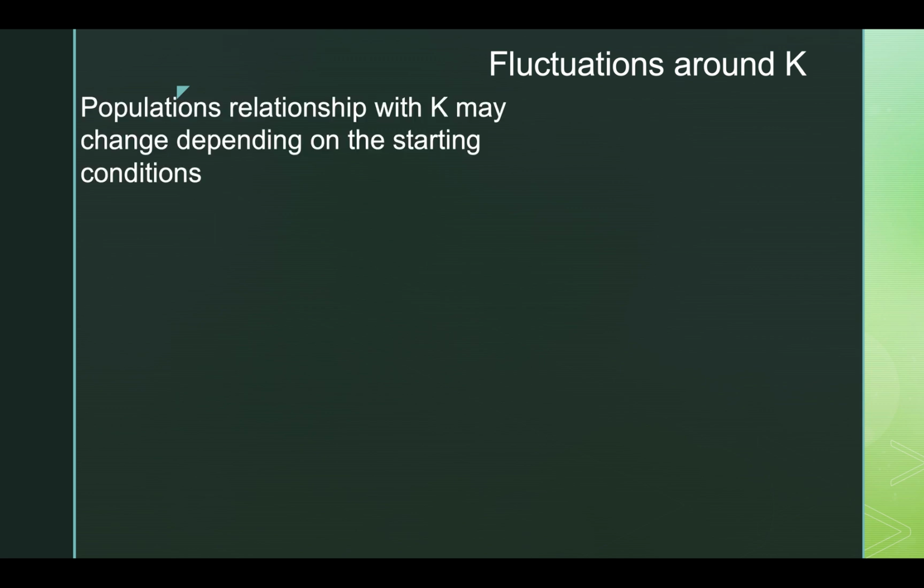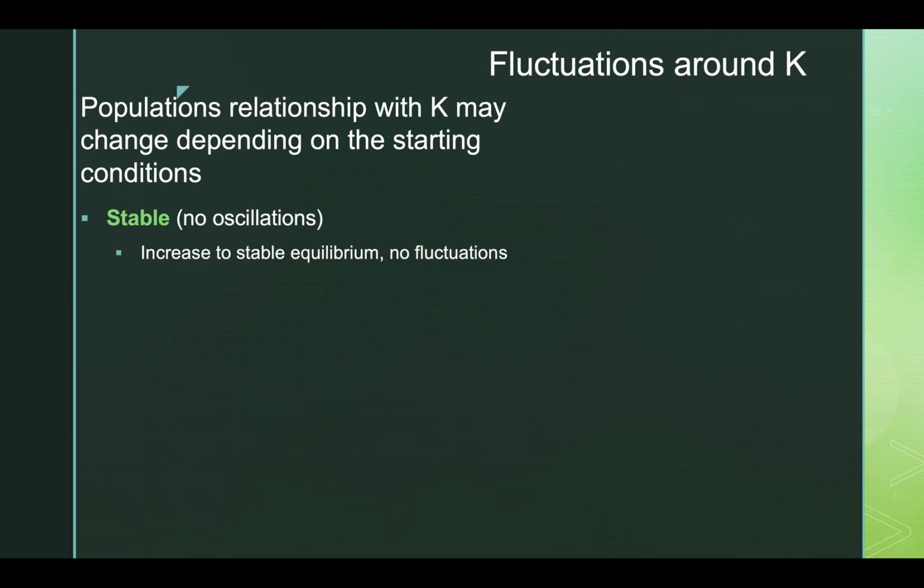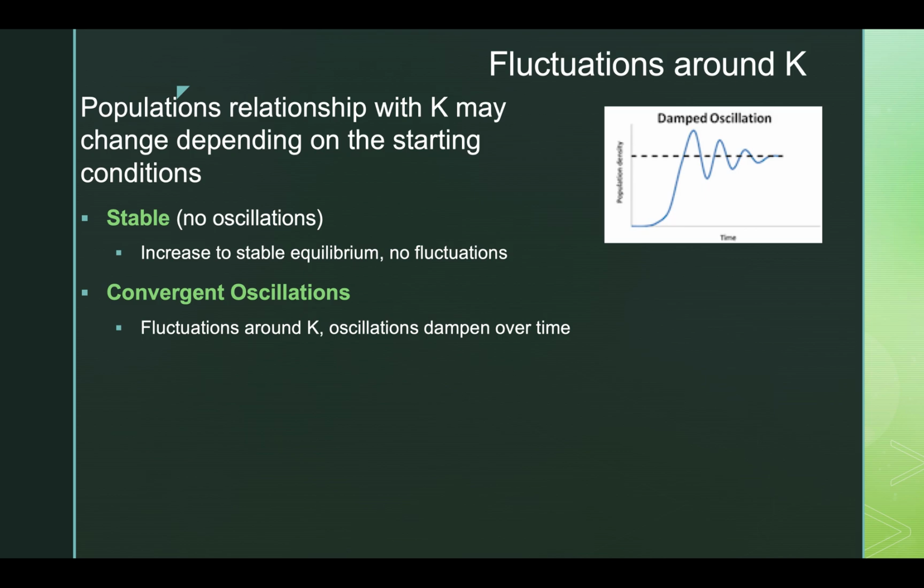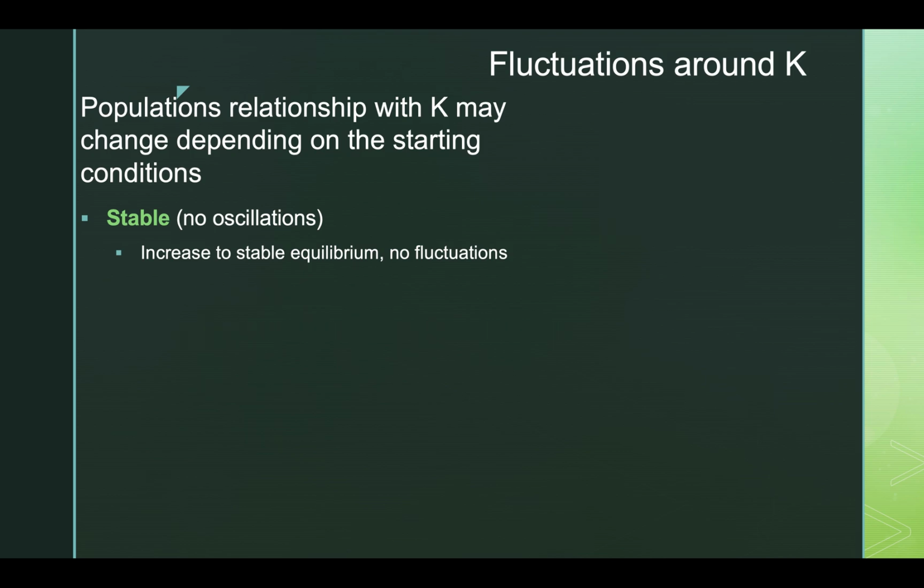So the relationship with the carrying capacity could change depending on our starting conditions. So we can see, stable is there's no oscillations, or kind of, if you think of like a sinusoidal curve, if you go all the way back to your calculus classes, like going around. So what we just looked at was a stable curve where there's no oscillations. So essentially, the number of individuals increases to this kind of stable equilibrium, meaning there's not variation, and it just kind of stays along that carrying capacity number.